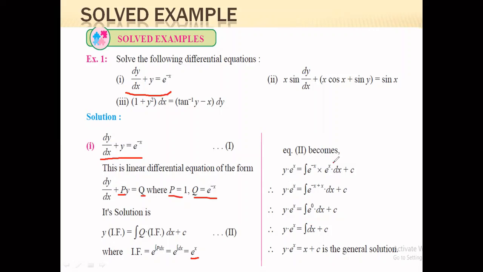Now we get this e raised to power x and minus x get cancelled. So it is simply e raised to power 0, which means it is 1. So we take the integral of this term. So it becomes integral of dx. And the integral of dx is always x. So we finally get y e raised to power x is equal to x plus c, which is the general solution. Okay, so this is said to be a solution of linear differential equation.